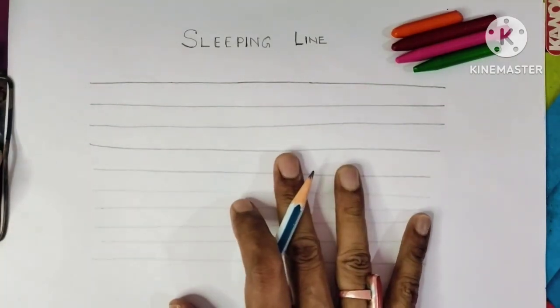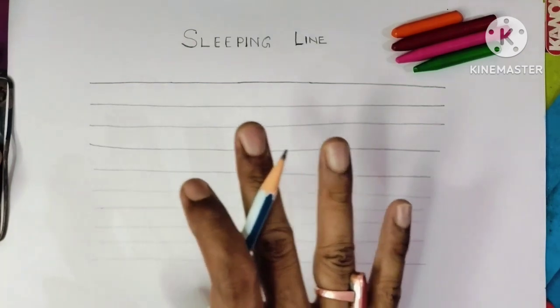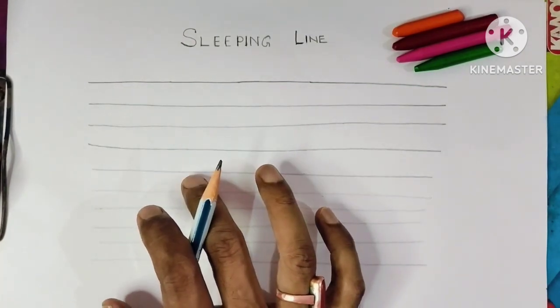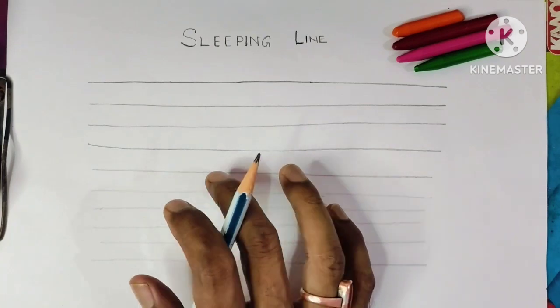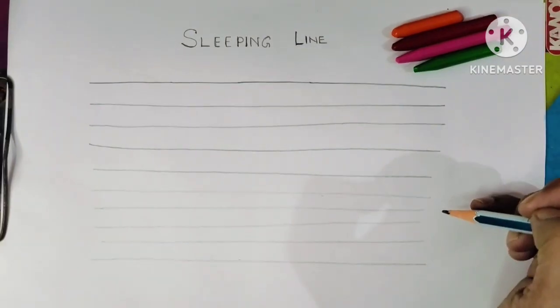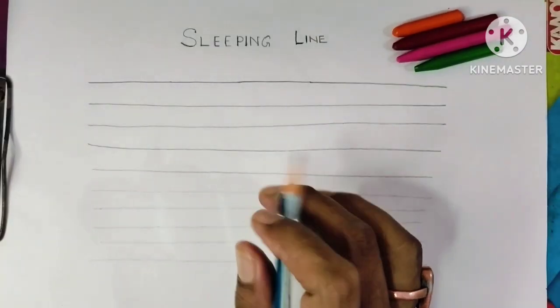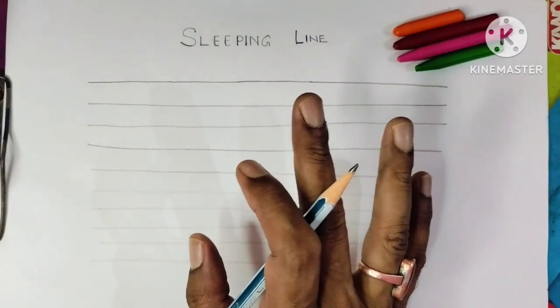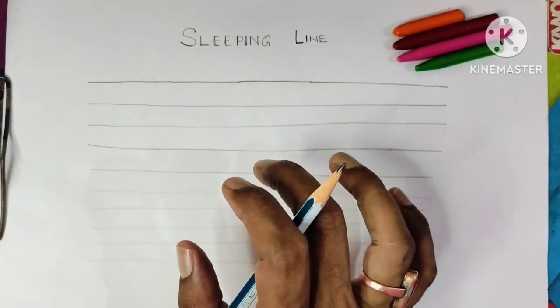Next class we will learn wave lines. Okay, so your homework is today slipping line. You need to draw 20 slipping line. Okay children, without using scale you need to make 20 slipping line, and next class you have to show me.